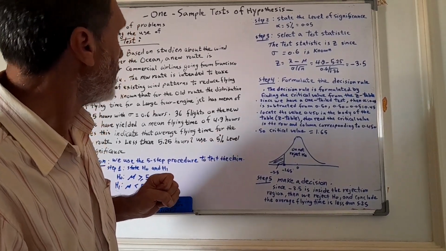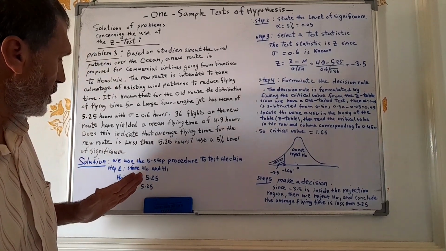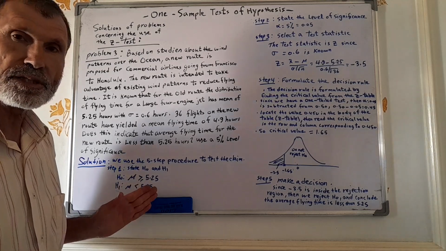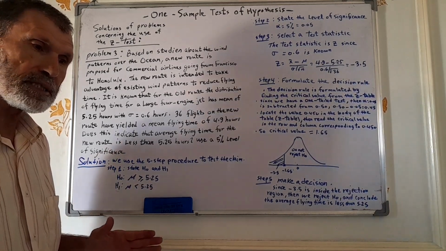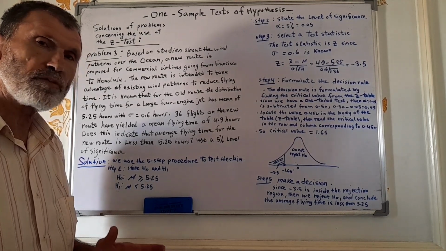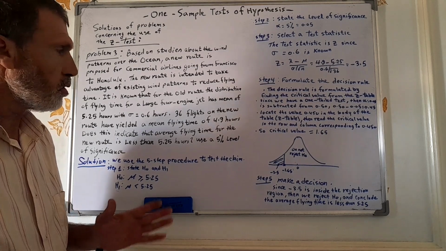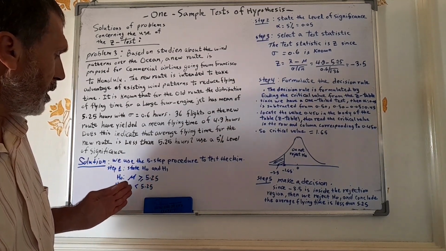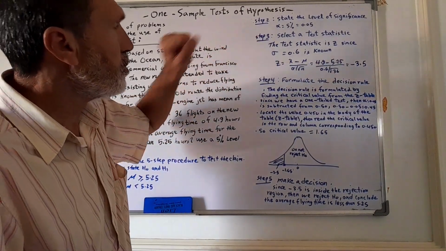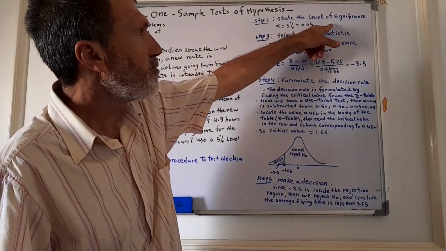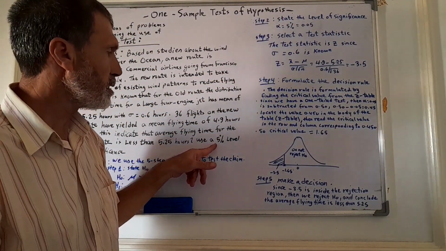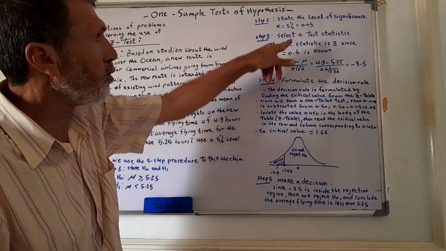Of course, here we're going to use a normal distribution, because according to the central limit theorem, when the sample size is large enough, the distribution will approximate a normal distribution. Now we move to step 2: state the level of significance. It's already stated in the question. It is 5%, which is 0.05.